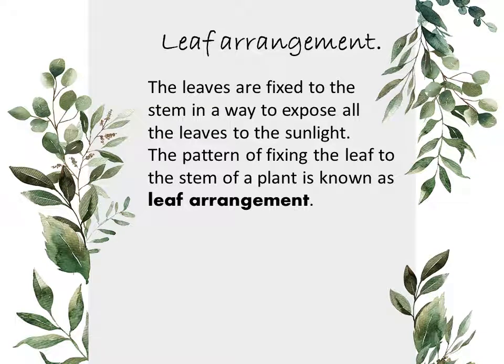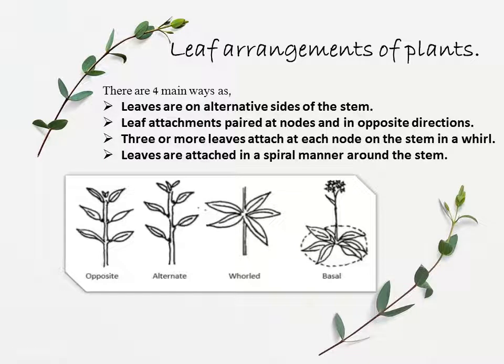Let's talk about leaf arrangement. The leaves are fixed to the stem in a way to expose all the leaves to the sunlight. The pattern of fixing the leaf to the stem of the plant is known as leaf arrangement. There are four main ways: leaves are on alternate sides of the stem, leaf attachment paired at nodes and in opposite directions, three or more leaves attached at each node of the stem in a whorl, and leaves attached in a spiral manner around the stem.